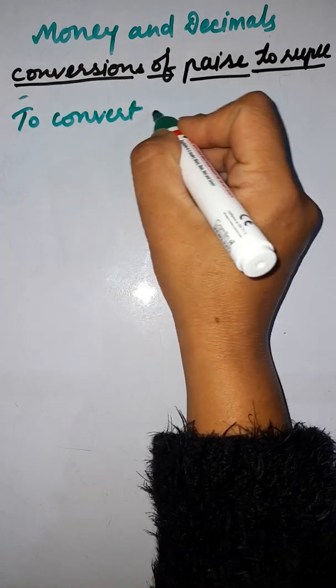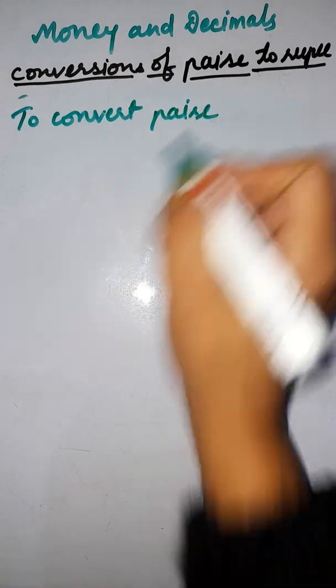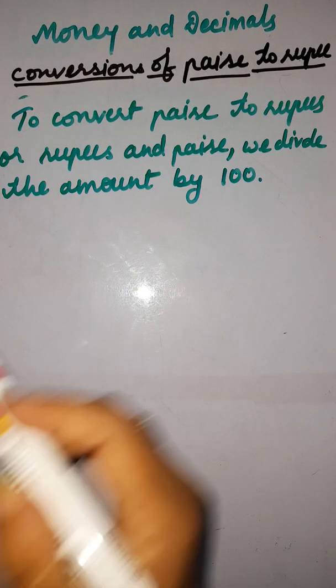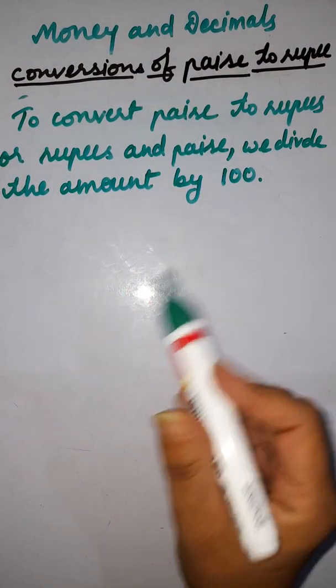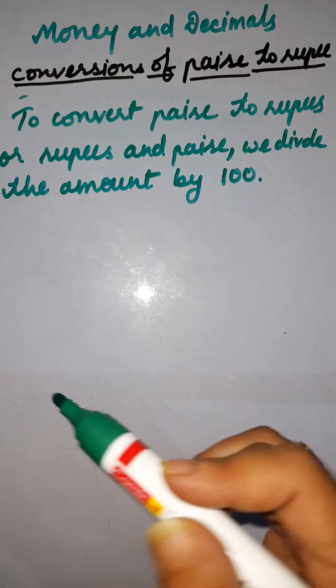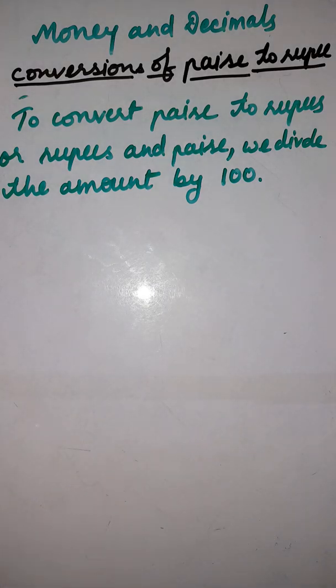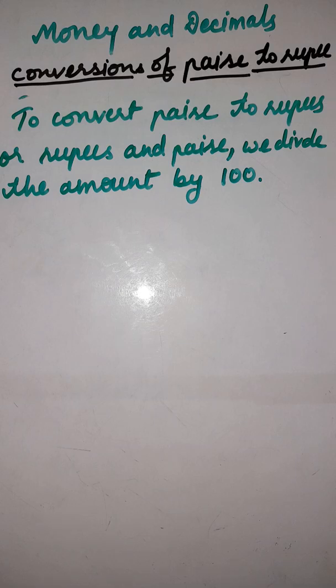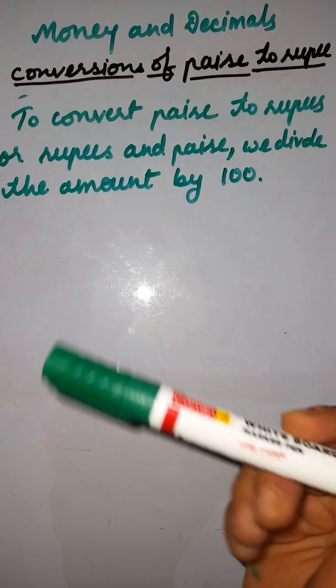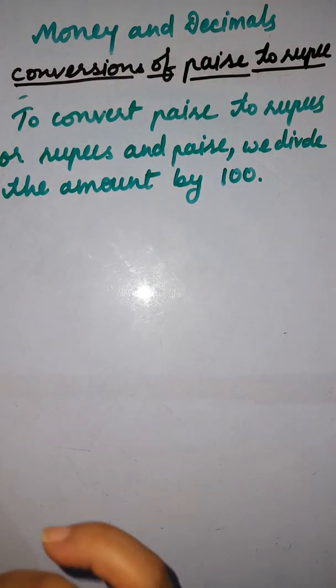Now next one is conversion of paise to rupees. To convert paise to rupees, or rupees and paise, we divide the amount by 100. It's just the opposite of the earlier one. To convert paise to rupees, we have to divide the given amount by 100.